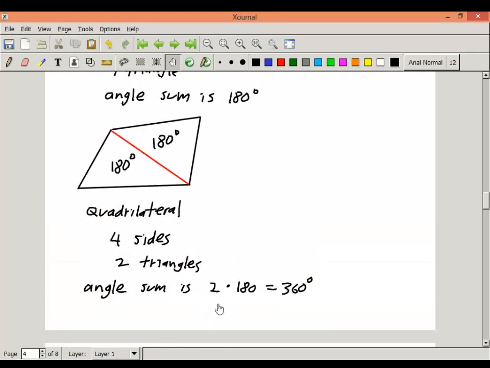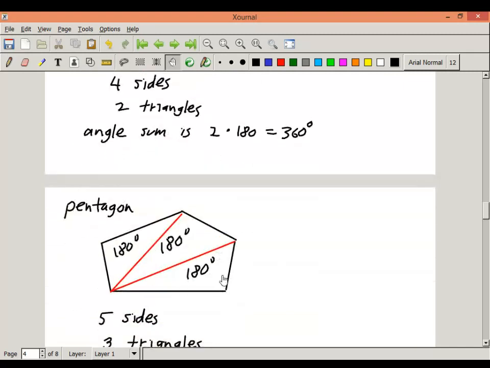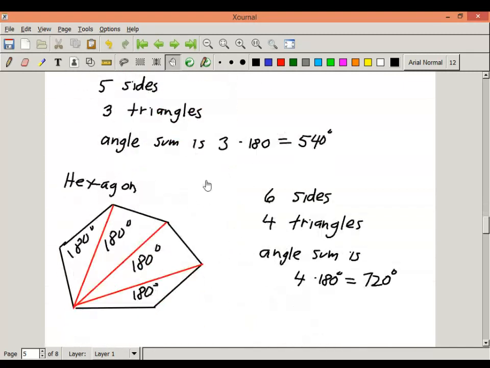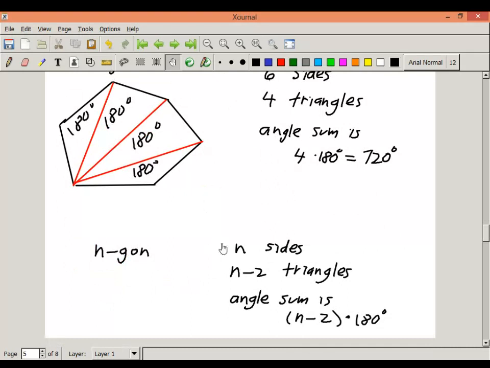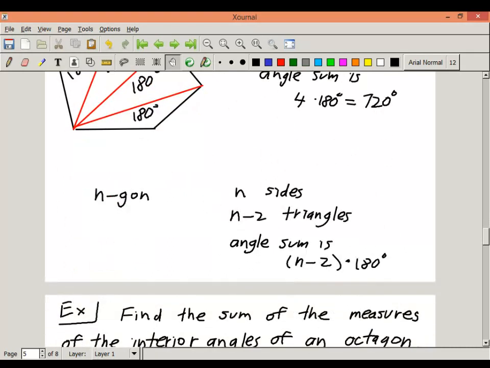So if you want to find out what the interior angle sum is for any polygon, all you have to know is how many sides it has. So if it has n sides, subtract 2 from that. That's how many triangles will fit inside that polygon. And then, of course, take that number of triangles times 180 for each triangle, and that's what all those interior angles add up to.